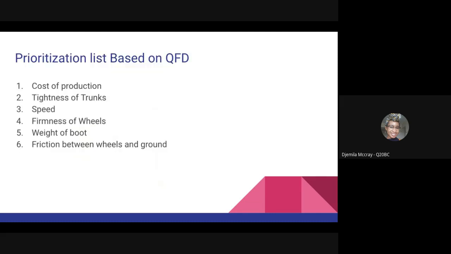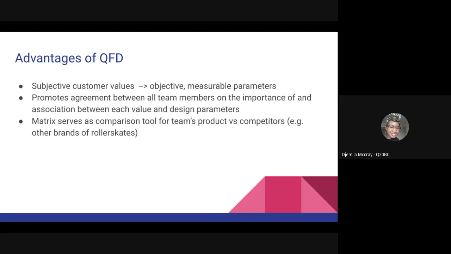So based on the example that I showed you guys previously, I created a list of prioritizations, and I made this list based on the percent importance. So listing number 1 as having the highest percent importance as cost of production, and then going from there, we have tightness of trucks, speed, firmness of wheel, weight of boot, and the friction between the wheels and the ground. So just talking about my experience using this technique, I listed out some advantages.